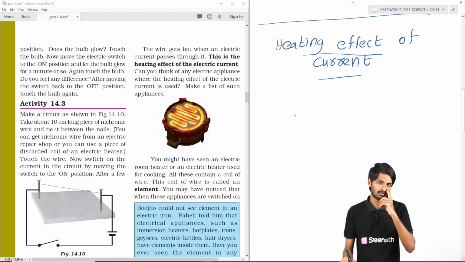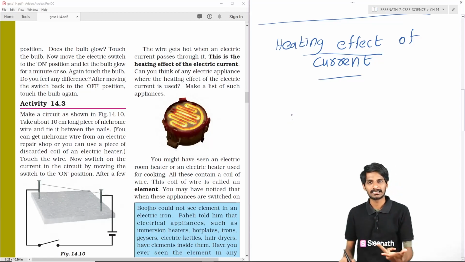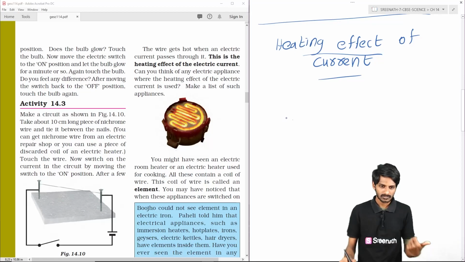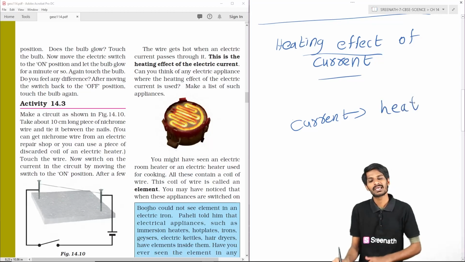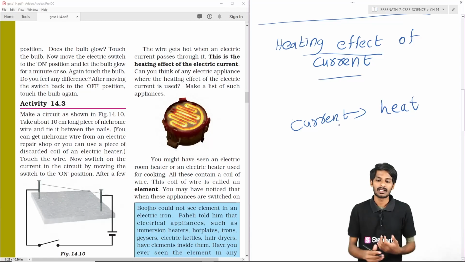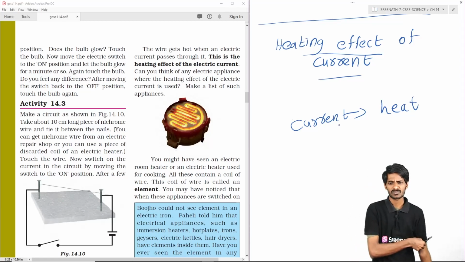Now touch the bulb. What do you feel? The bulb is hot, it is heated. So whenever current is passing through the bulb, it becomes hot. So the current produces heat. Students, our electric heaters work on this concept.